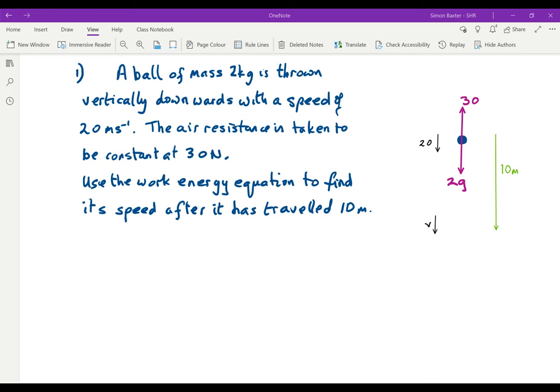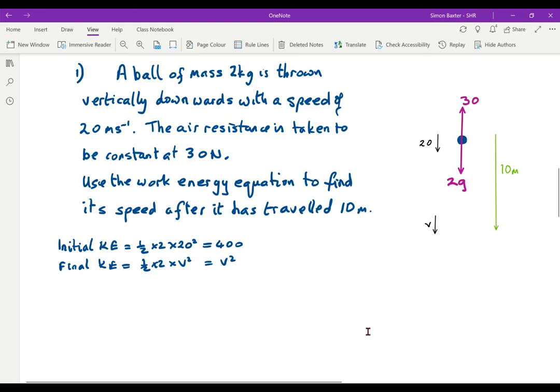The first thing that I need to look at is what is the initial KE. The initial KE is a half times mass, which is 2, times v squared, and v squared is 20 squared. That is 400. Then we need to know something about the final KE. Well, we don't know the speed, so all we can do is say that it is a half times the mass times v squared, and that in this instance is just v squared.